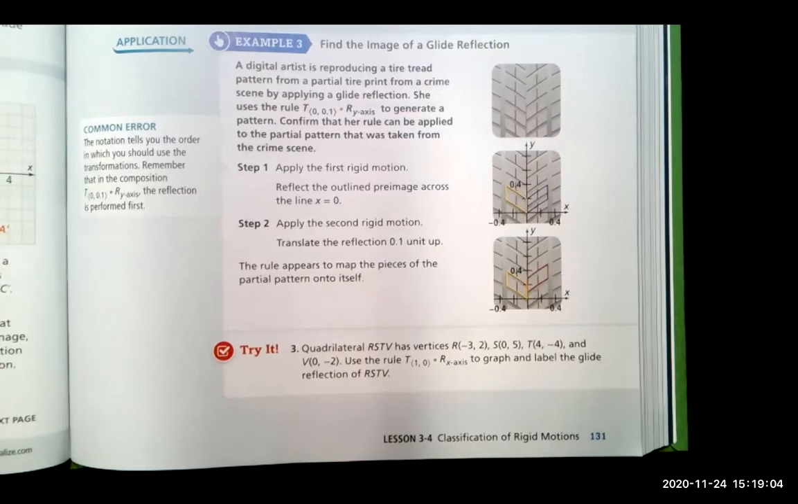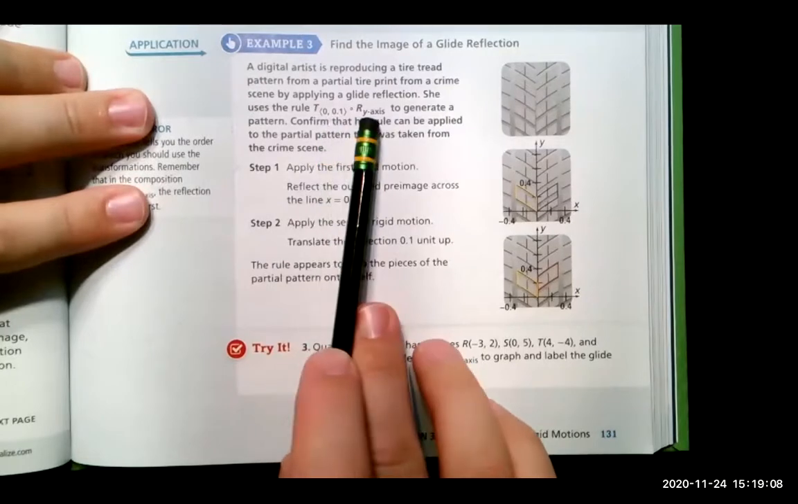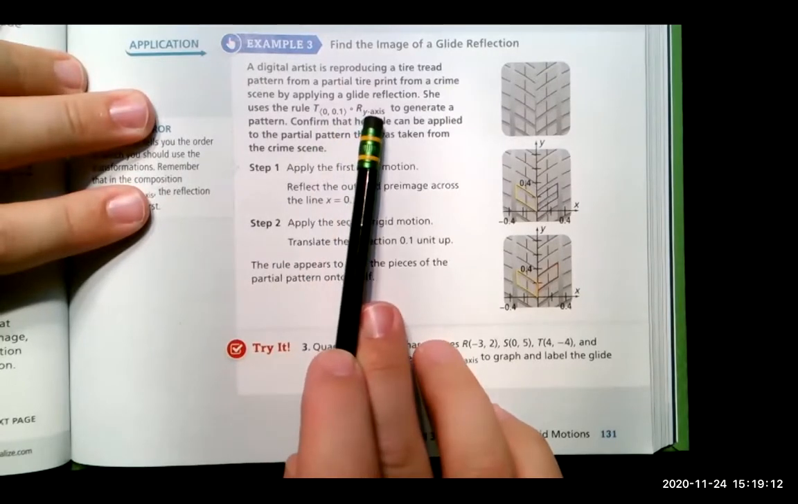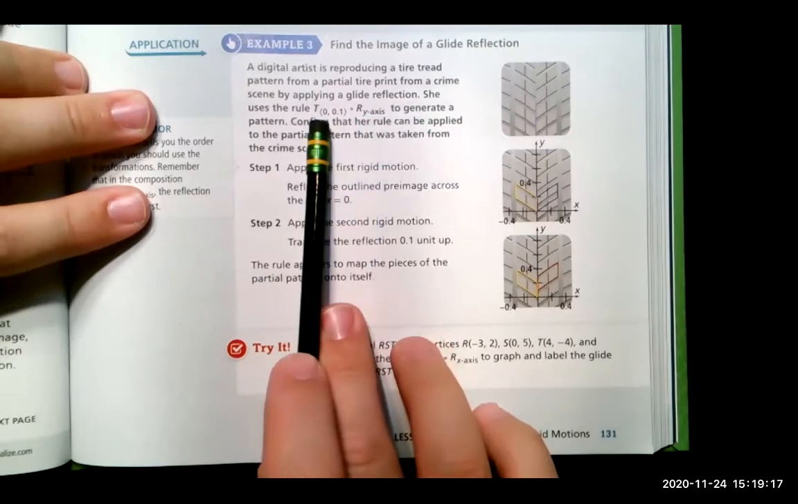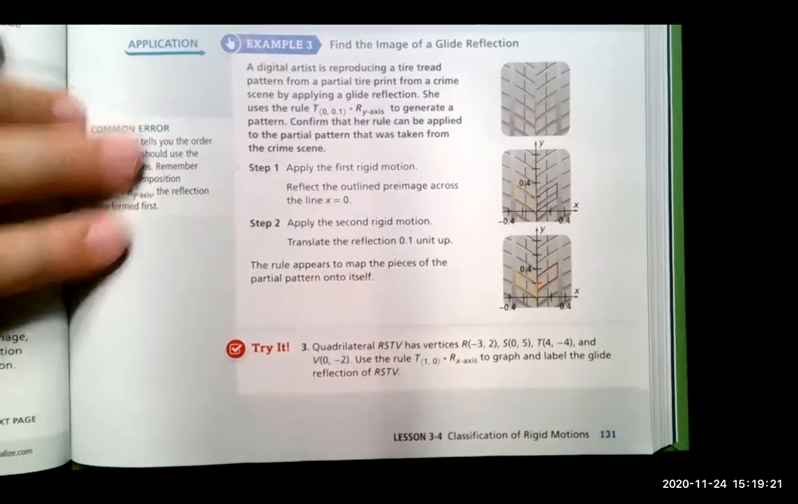Key thing here is, though, let me make sure it's crystal clear. When you have a composition of transformations like this, these rigid motions, always start with that rigid motion that's on the right, and then work yourself to the left. So start with reflecting, then transformation.